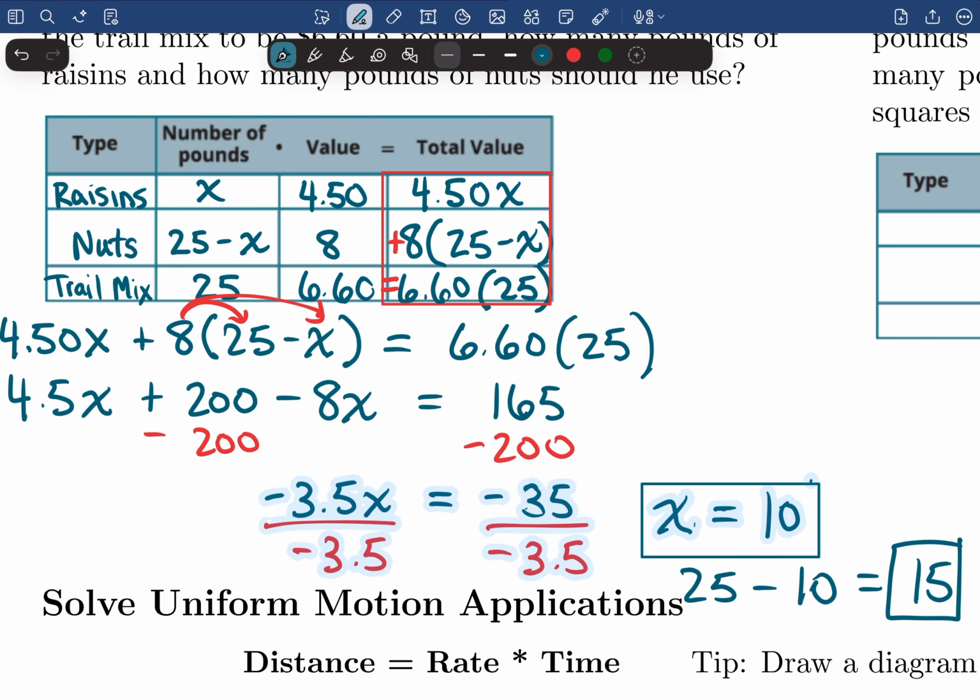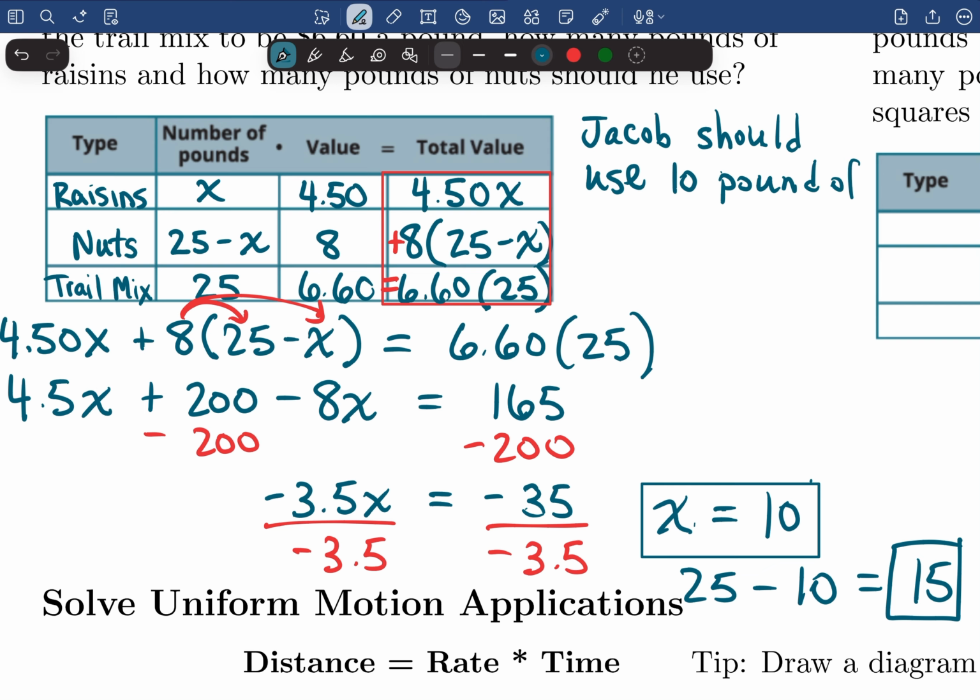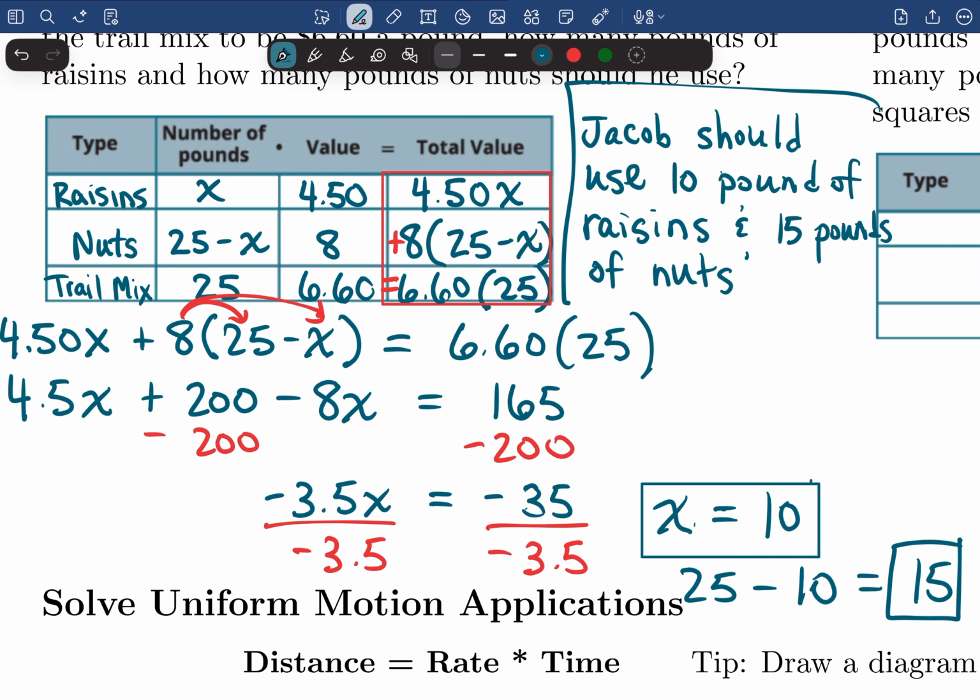It's time to write a concluding statement like, well, Jacob should use 10 pounds of raisins and 15 pounds of nuts. Great. We have now solved a mixture problem with trail mix.